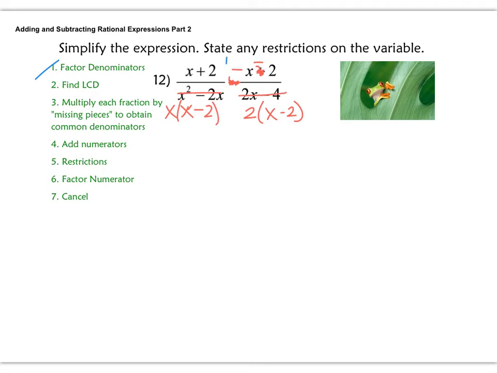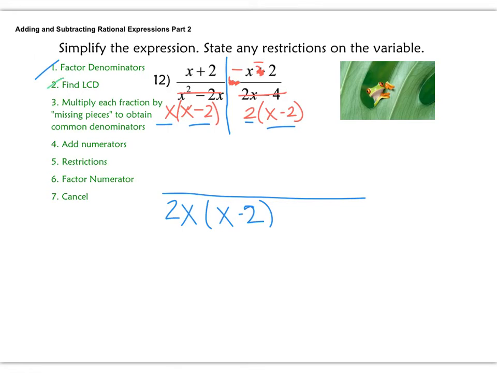Step 2, your LCD. These are separate parts. So I need an x. I need an x minus 2. I need a 2. And an x minus 2, which I already have down. Right, that x and that 2 that we have out in front, those were not super glued to something else, so we kind of pieced those apart separately. All right, so that was step 2. Multiply by their missing piece. So what is this missing to look like this? Well, it's missing the 2, so that means I have to multiply by 2. So that gives me 2x plus 4.